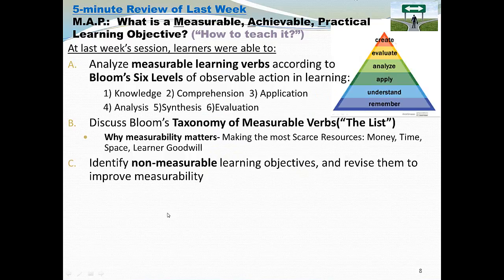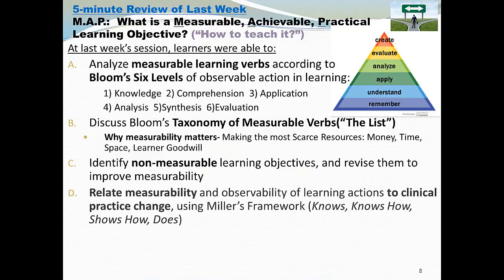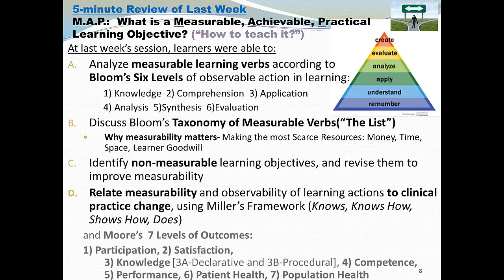We looked at last week as well some poor examples of learning objectives that were not measurable and how to tune them up to improve measurability. And then we made an early attempt to relate the measurability to a framework known as Miller's framework, and the gentleman who expounded on his work, Moore, who really mapped some of the learning actions and practice changes to specific outcomes in the practice, including translation into patient case differences, patient health, and aggregate population health.